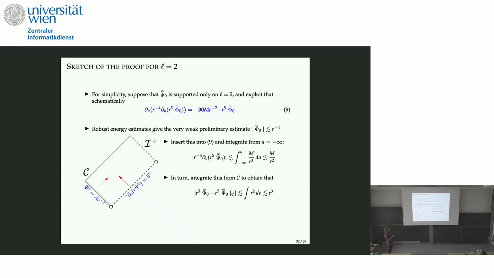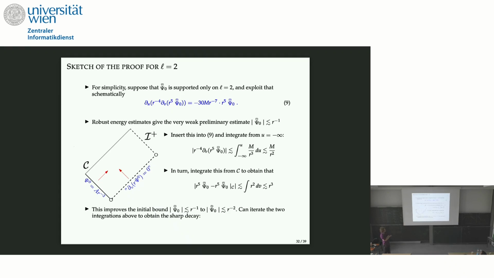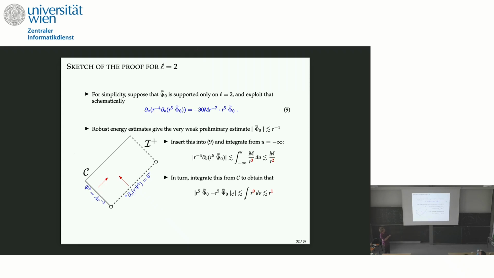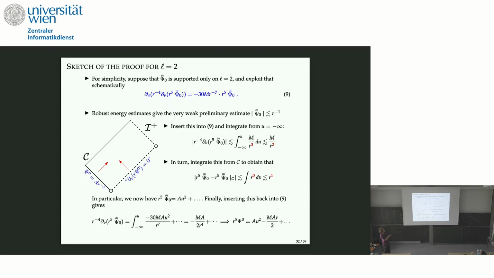And now you can see this is already an improvement over this 1 over r decay here, because if I divide by r to the 5, I get that psi naught is bounded by 1 over r squared. So I can keep iterating this to improve the rate to arbitrary precision. So I just changed all the numbers by 1 here and again. So in particular, you find in the end that r to the 5 psi naught to leading order is just whatever it is on initial data. When you plug this expression back into this one final time, you get that r to the minus 4 dv r to the 5 psi naught is like the integral of u squared over r to the 7. Okay, and this integral you can compute in whatever way you want, but it gives 1 over r to the 4.